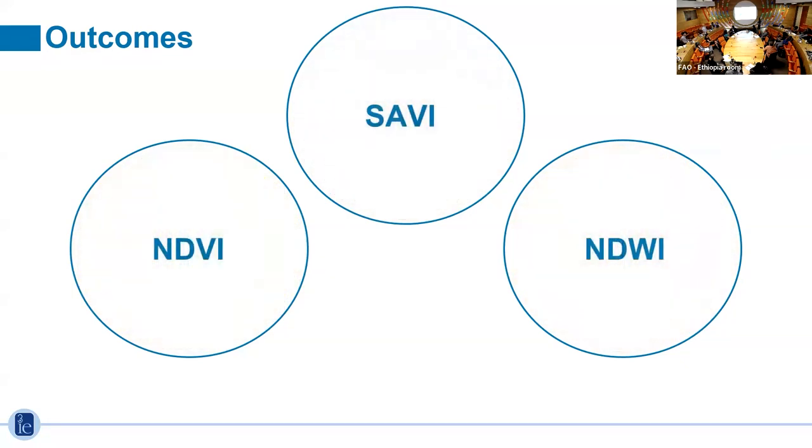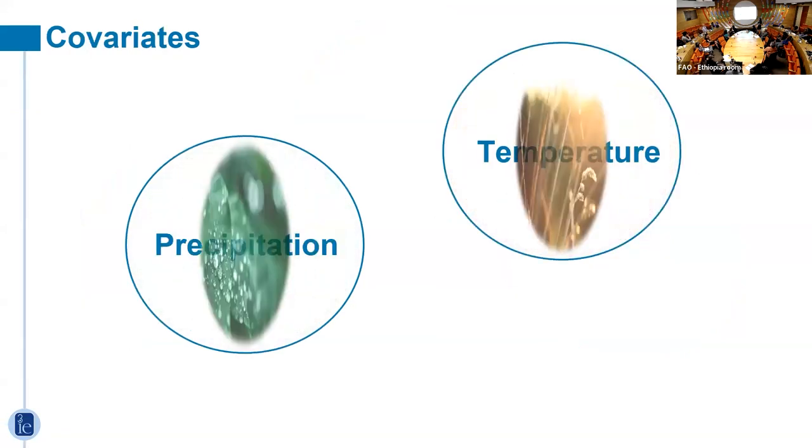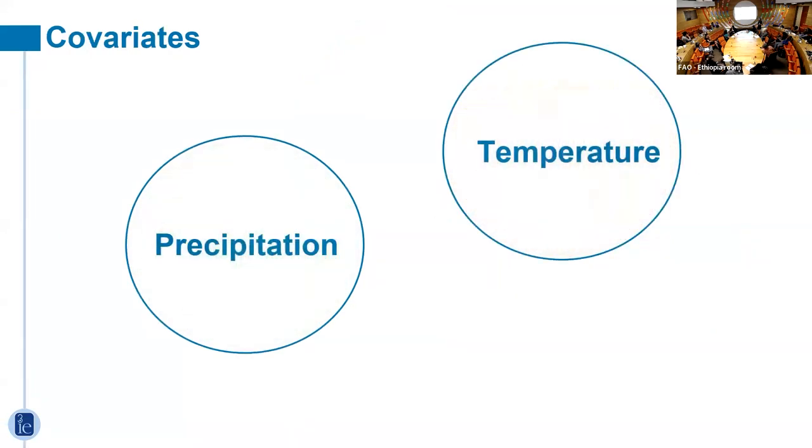So we have a couple of outcome indicators we looked at, including NDVI, SAVI, and NDWI, with a focus on NDVI today, but the idea is to measure crop yield or agricultural production using NDVI as a proxy. And then we also have some covariates, precipitation and temperature, since those are likely to affect the levels of agricultural production as well.